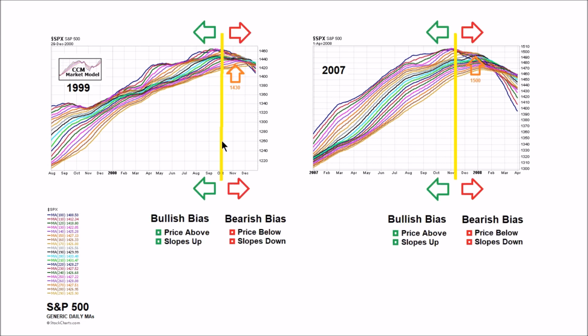On the left side of this yellow line here, we have a bullish bias. Price stays above the moving averages, so when it pulls back, it rallies at or in the moving averages. It never breaks into this white space here. Notice the bias during the bullish period, the slopes are up.